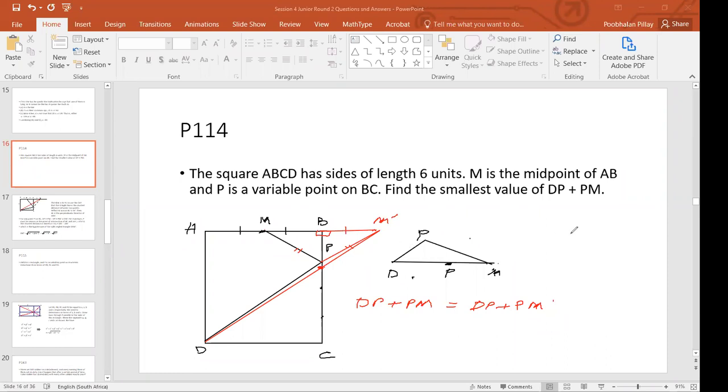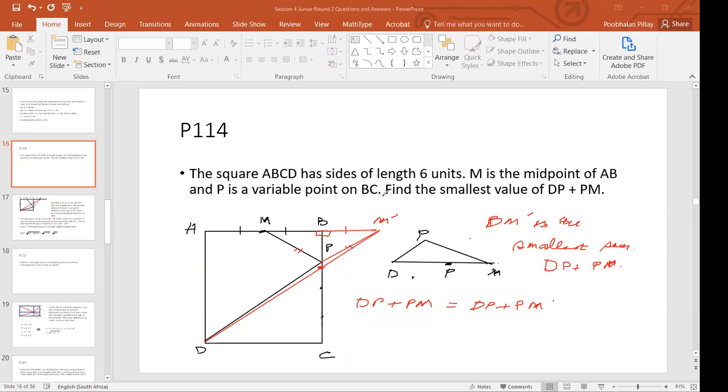So dm prime is the smallest sum of dP plus PM.